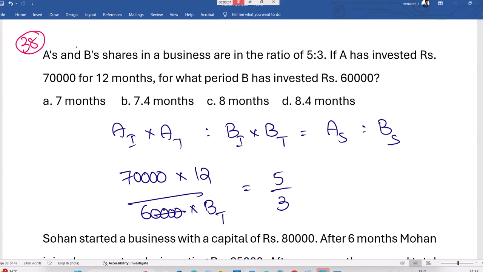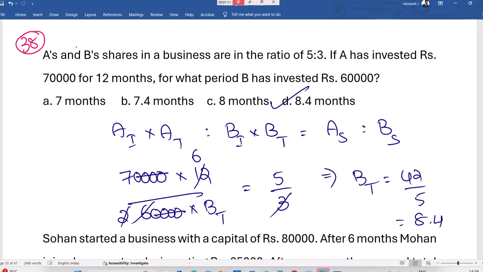Now these zeros are gone. 3 ones, 3; 3 twos, 2 ones, 2; 2 sixes. So B's timing is 42 divided by 5, which is 8.4. Option D.